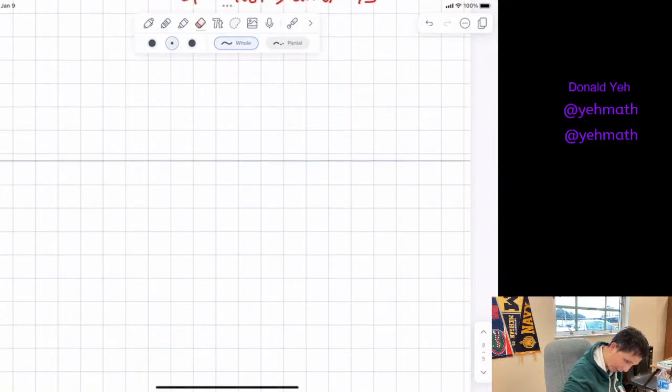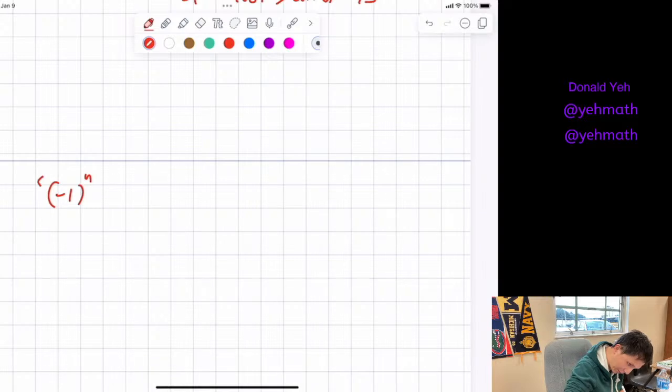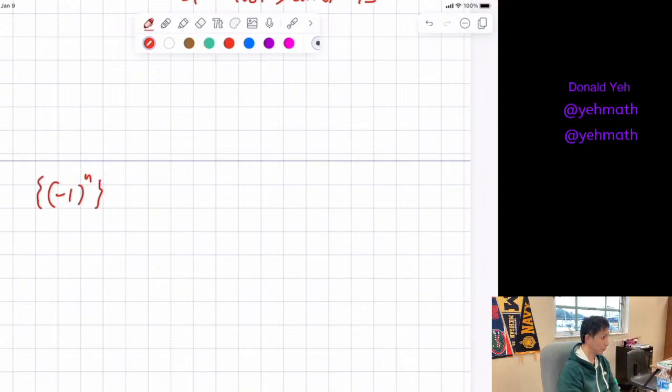So what happens if you have (-1)^n? Is this divergent or convergent? If there is a limit, then it's convergent. If it's not, then it's divergent.